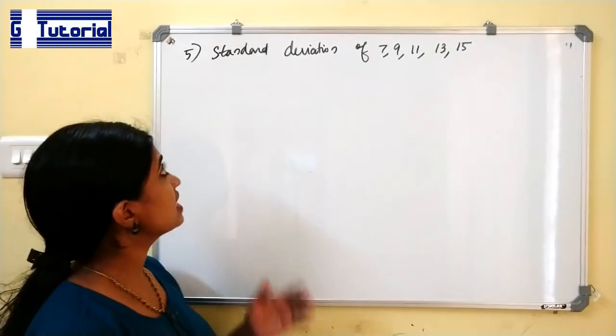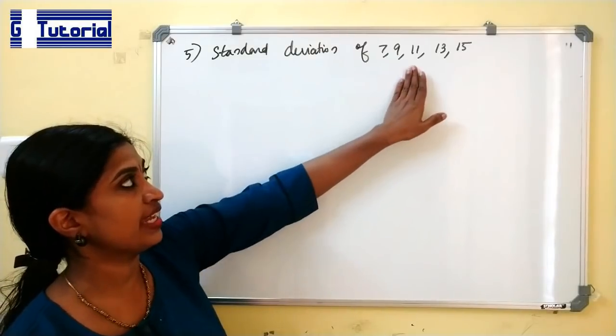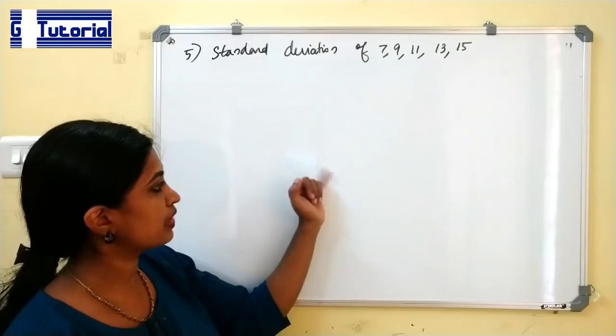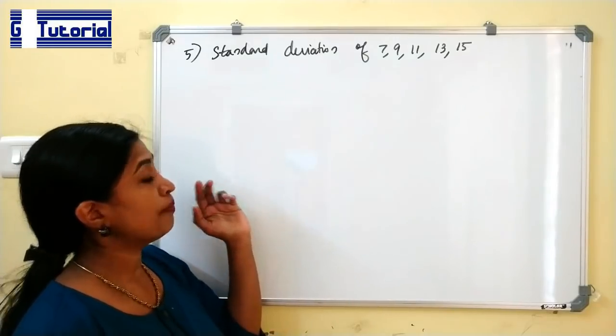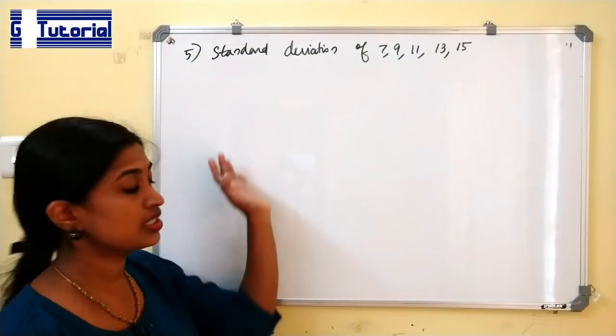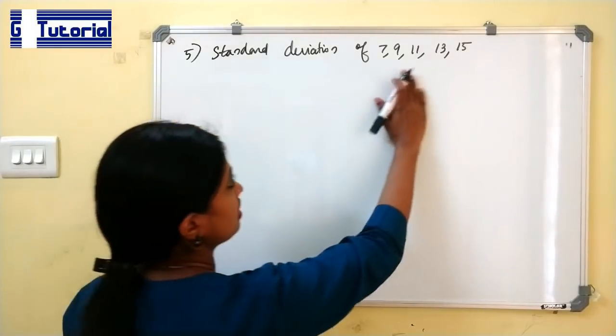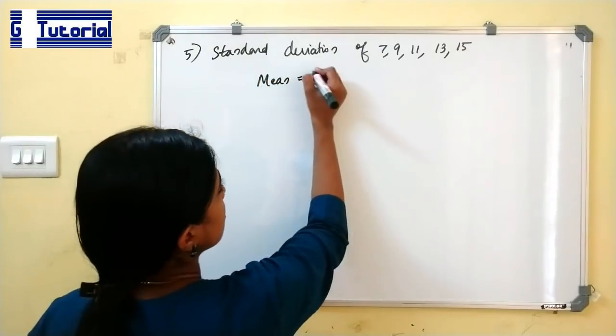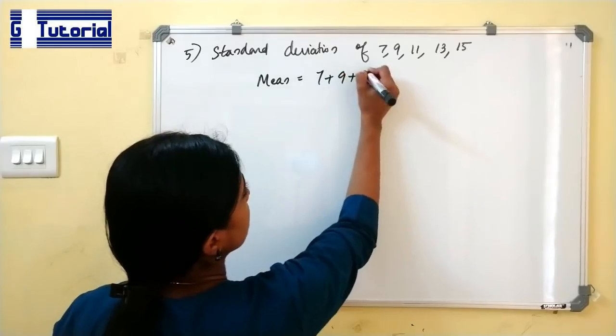Next question. Find the standard deviation of 7, 9, 11, 13, 15. In the previous problem we have seen the mean deviation. Here we are asked to find the standard deviation. Standard deviation of this is, first we have to find the mean. Mean is sum of observation by number of observation.